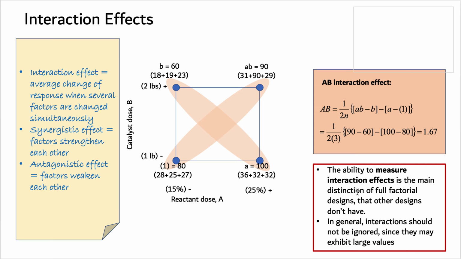The interaction effect, on the other hand, is the average change of a response when several factors are changed simultaneously. When those factors are changed simultaneously and the factors strengthen each other, we call the effect a synergistic effect. However, if those factors weaken each other, we call the effect an antagonistic effect. The interaction effect shows the difference in the diagonal average as shown in the figure here, and it can be calculated as follows.